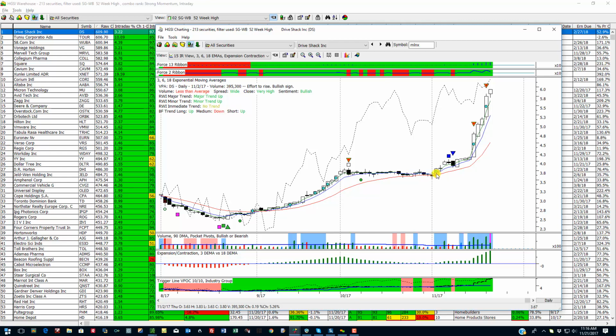And right here, you can see that there was a pocket pivot and there was a VPOC, volume point of control, at the same time. Looks like the group was moving up too, and this was just not that long ago, and it took off. Wish I'd have seen this back then rather than now, but I'm sure this is showing up in this intraday screen here.